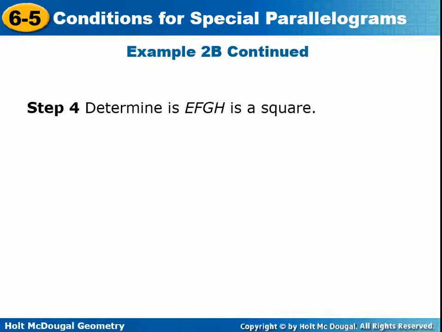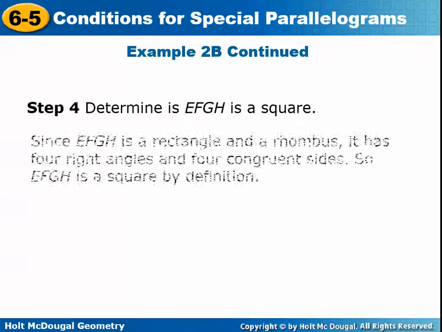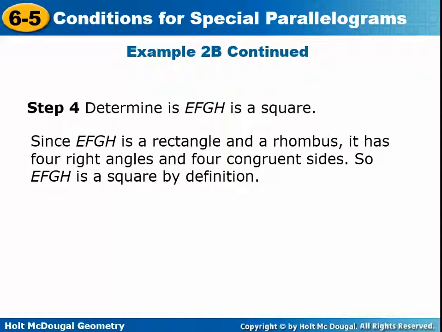Now, to determine if it's a square, we need to have that it's a rectangle and a rhombus, and it does. And that, therefore, it's a square. You don't really have to say, therefore, it's a square by definition. You really just have to say it's a rectangle and a rhombus, therefore, it's a square.